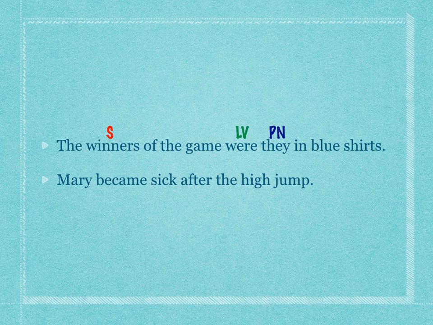Mary became sick after the high jump. Mary is our subject. Became is our linking verb. And sick is our predicate nominative. After the high jump is a prepositional phrase that can be eliminated, and so all you have left in that sentence is Mary became sick.